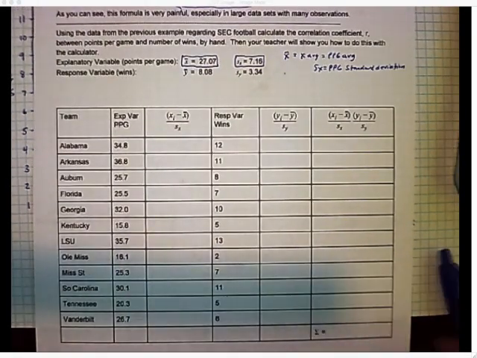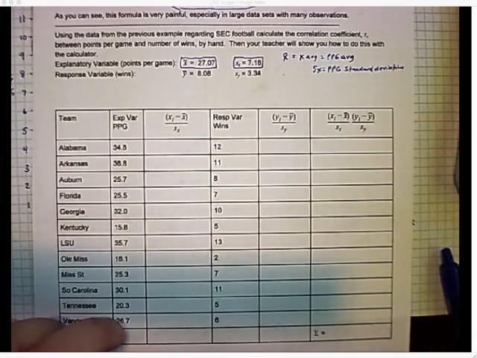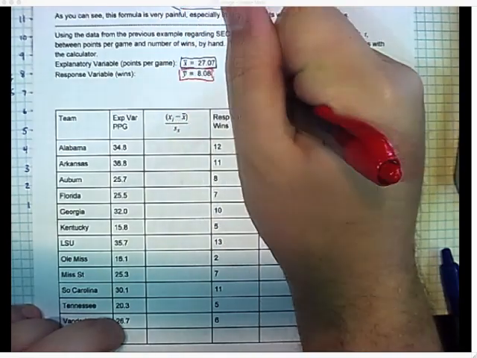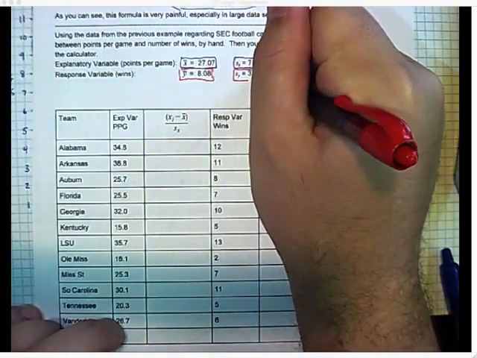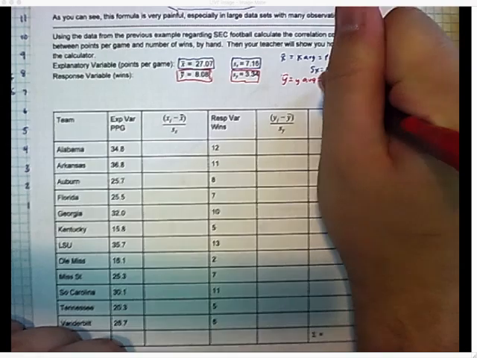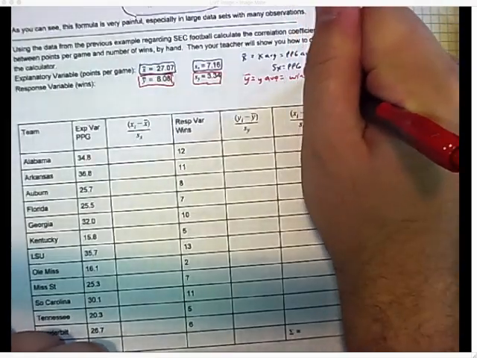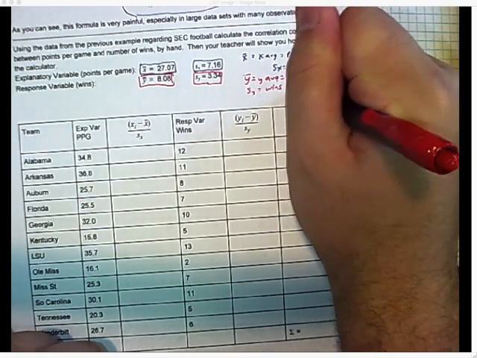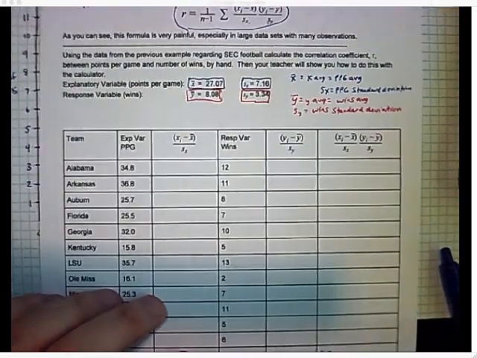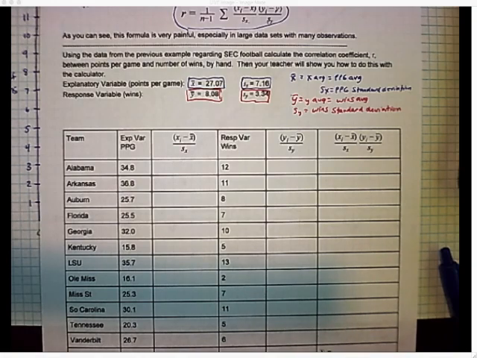And if I did the same thing with the number of wins, the average wins for all 12 SEC teams was 8.08. And the standard deviation for that list was 3.34. So Y bar means Y average, or it's the wins average. And SY is the wins standard deviation. We're only going to do this by hand once because it's very, very painful. Okay, so let's take the first data point, Alabama.